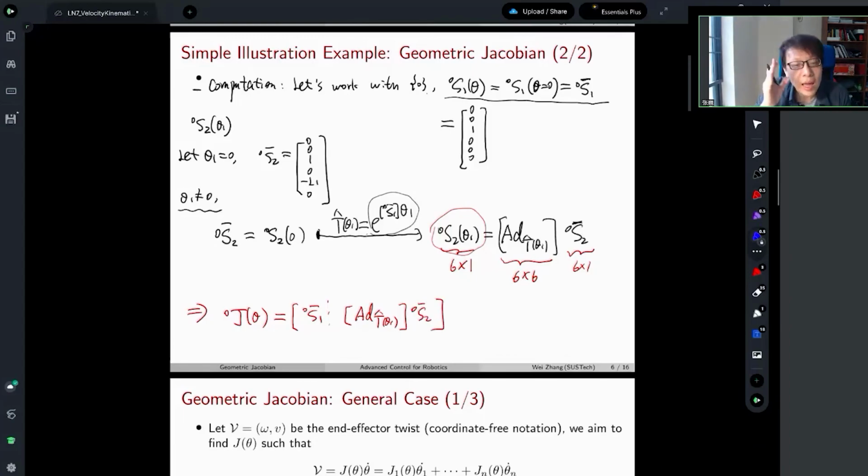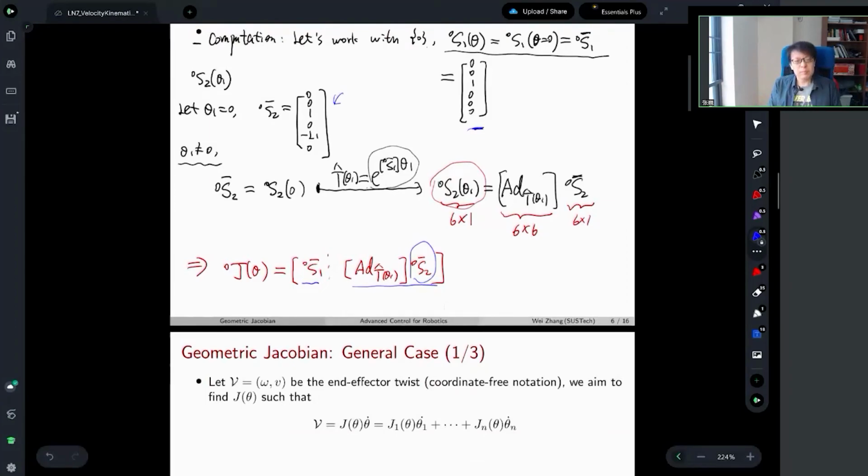You should know how to compute every single column of this matrix now, right? The first one, we already know it is this number. Okay, and the second one, we know this coordinate, and we also know S2 bar, S1 bar. I can find this T matrix because it's nothing but a matrix exponential. Of course, it's a function of theta 1, and we should be able to write this down explicitly as a function of theta 1, and then I can construct the adjoint operator, so I know this as well. Okay, that's the geometric Jacobian.